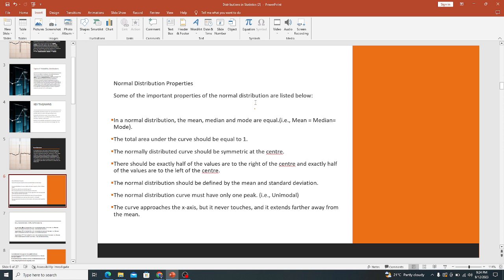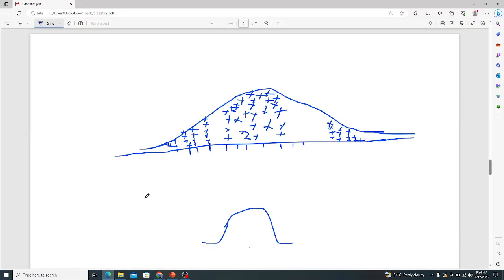What about the properties of a normal distribution? Properties of a perfect normal distribution. Under a normal distribution, the mean, the median, and the mode are equal. Then the total area under the curve should be equal to 1. Meaning at this point is where we have the mean, or half of this. And this is for a perfect normal distribution.